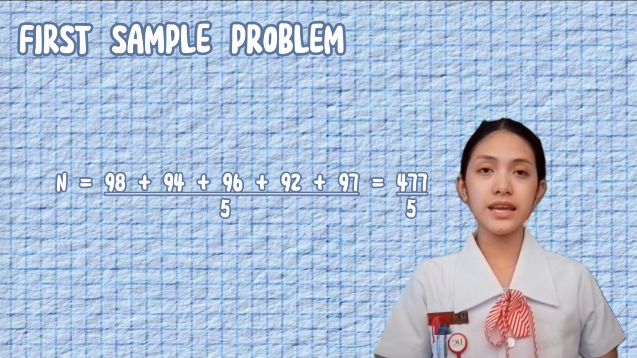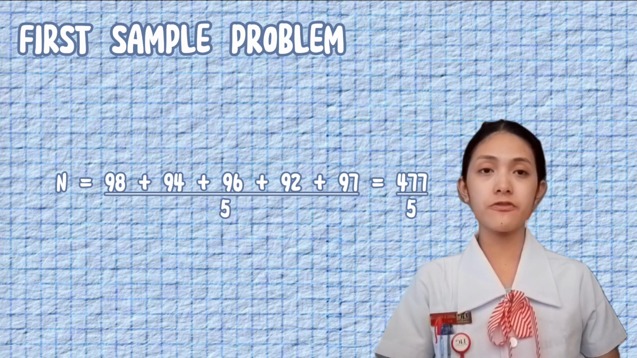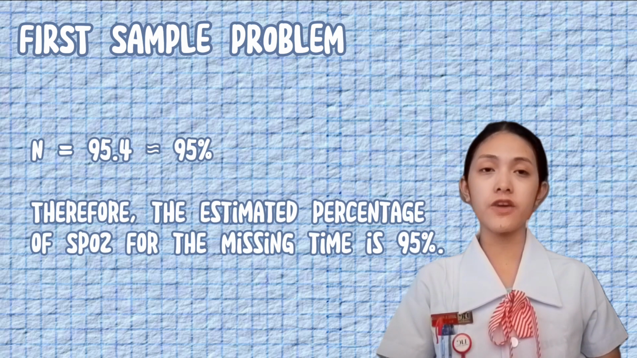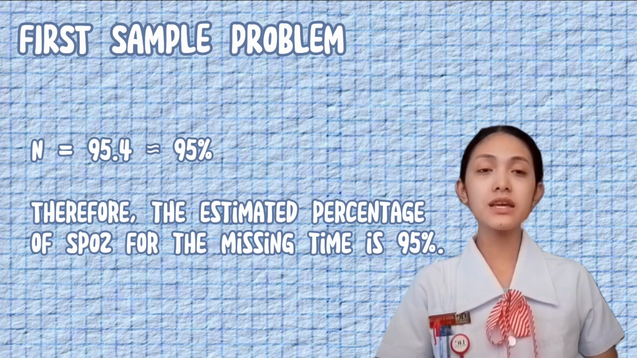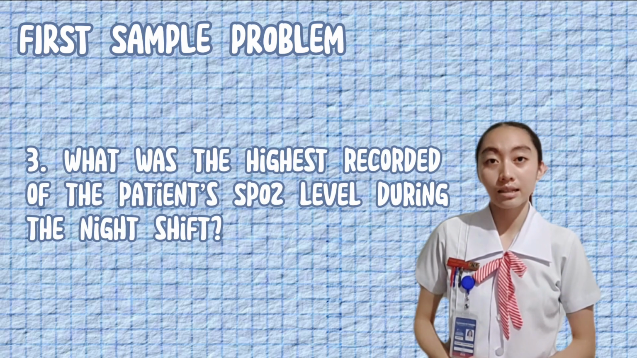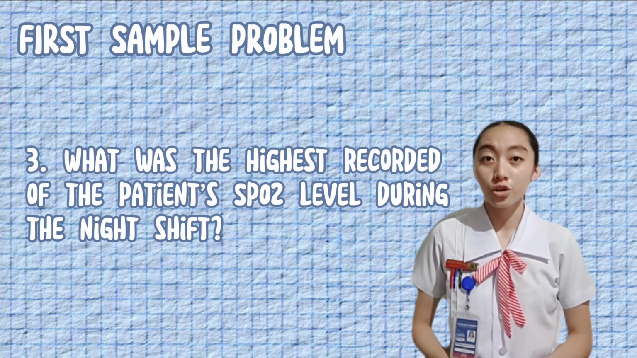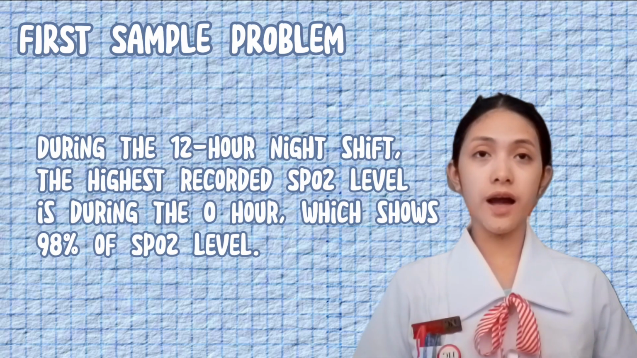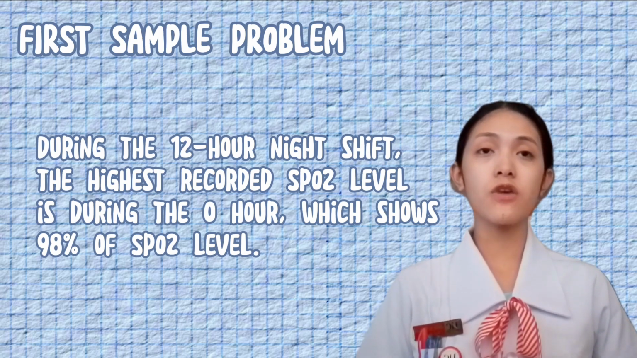So n is equal to (98 + 94 + 96 + 92 + 97) divided by 5, which is equal to 477 divided by 5, which gives us an answer of 95.4 or 95%. Therefore, the estimated percentage of the SpO2 for the missing time is 95%. And lastly, what was the highest recorded oxygen saturation level of the patient during the night shift? During the 12-hour night shift, the highest recorded SpO2 level is during the 0 hour, which shows 98% SpO2 level.